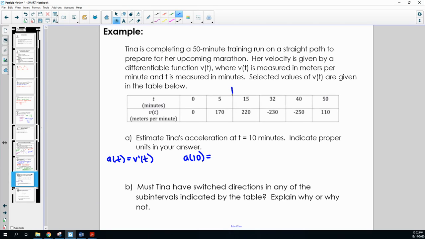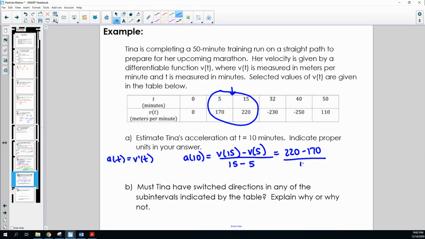Now 10 would be somewhere in here, right? So I'm going to use these two values as my points because I want to pick the points that are closest to 10, which is what I'm going for. So I'm going to have v of 15 minus v of 5, the change in y over the change in x, so 15 minus 5. So v of 15 is 220, v of 5 is 170, and 15 minus 5 is going to give me 10. So here I get 50 over 10, which is equal to 5.